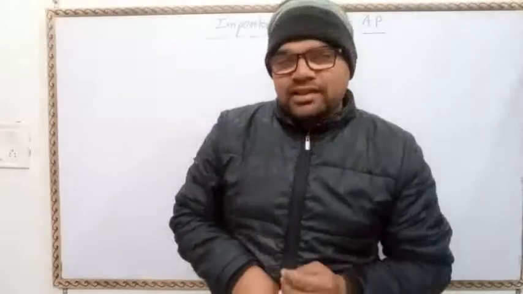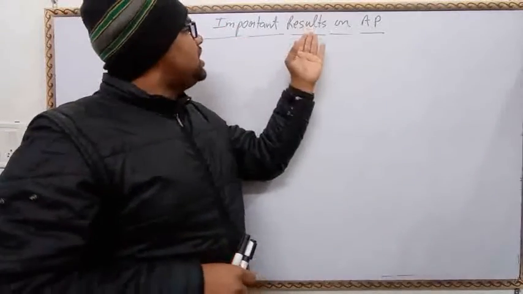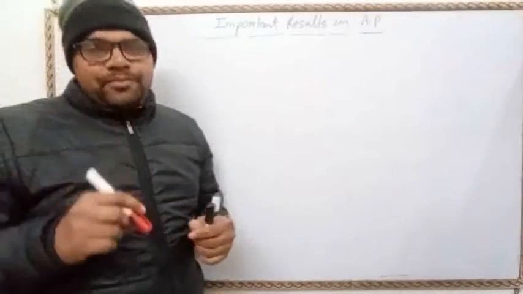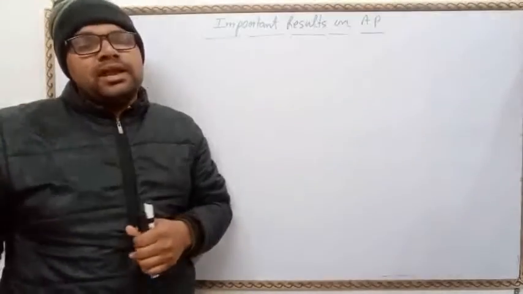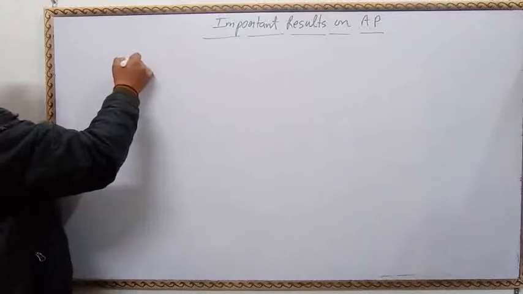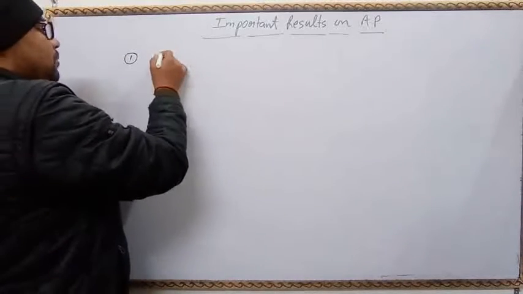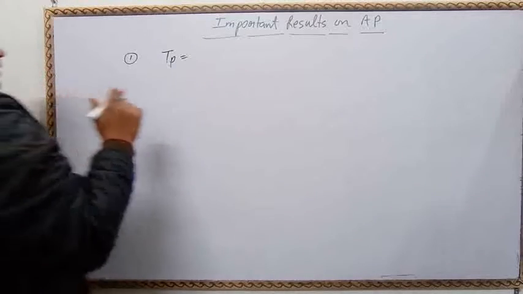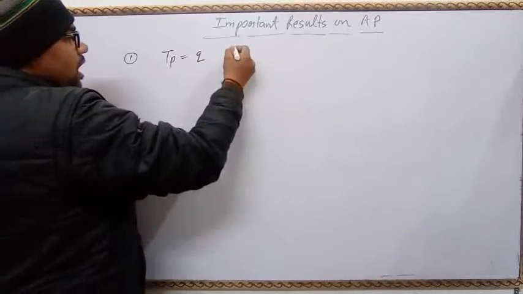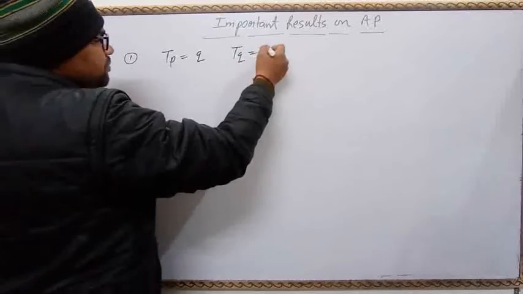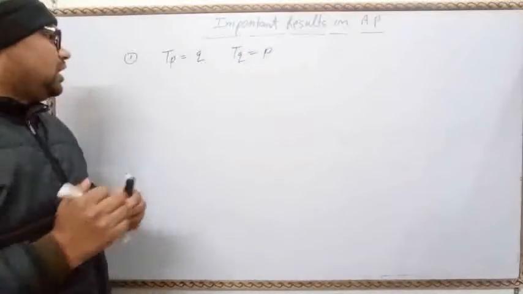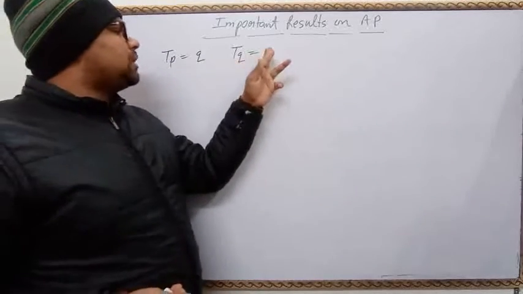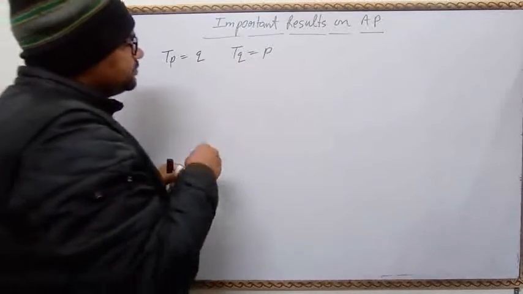And today's topic is important results on AP. Means there are some important results on AP and we will discuss one by one. Okay, first result. Suppose the P-th term of an AP is Q and the Q-th term of an AP is P. Think about it.